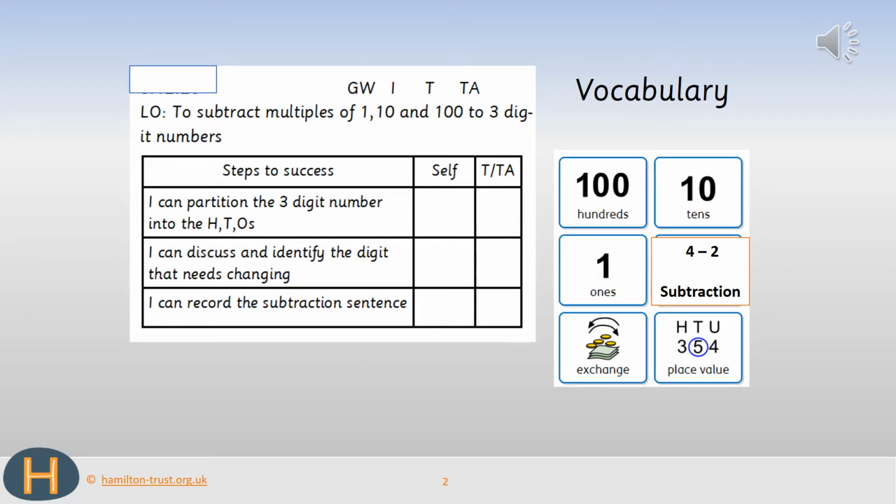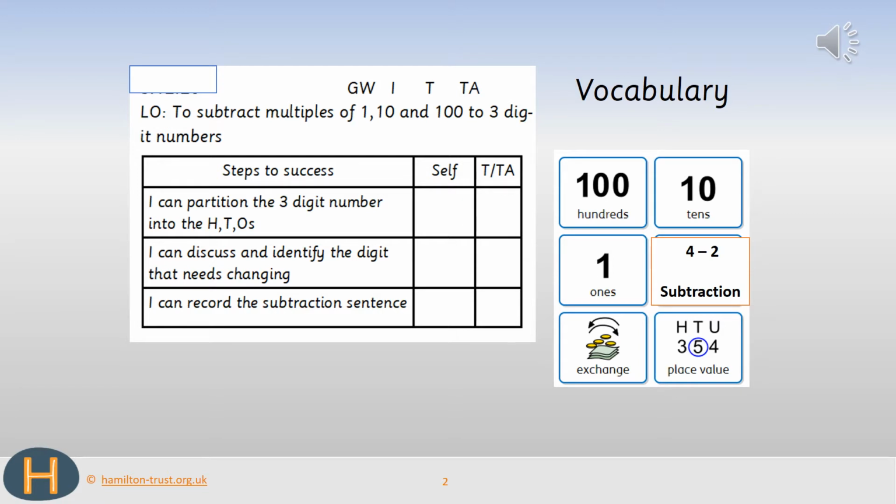Our learning objective for today is to subtract multiples of 1, 10 and 100 from 3-digit numbers. Our vocabulary focus is 100s, 10s, 1s, subtraction instead of addition like yesterday, exchange, and place value. So you'll hear me saying these words quite often during the video today.